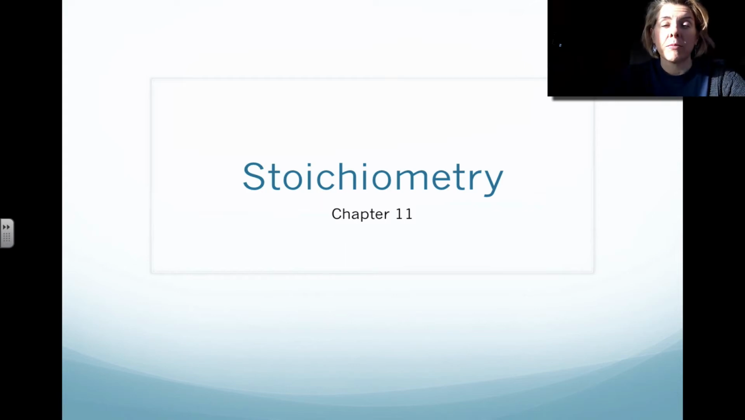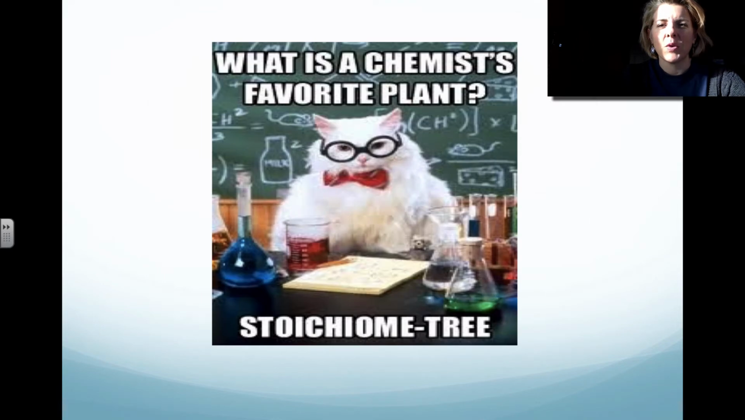This is Chapter 11, Stoichiometry, Part 1. Now, most students, when they hear this chapter, they kind of scratch their heads and they're not exactly sure what this is all about. So I thought I'd show you this picture. What is a chemist's favorite plant? Stoichiometry. In all seriousness, no, it's not about a tree.